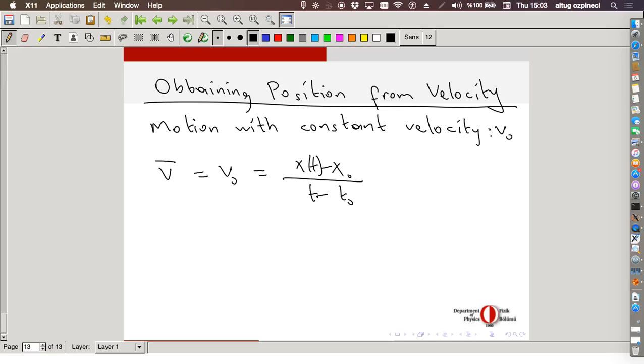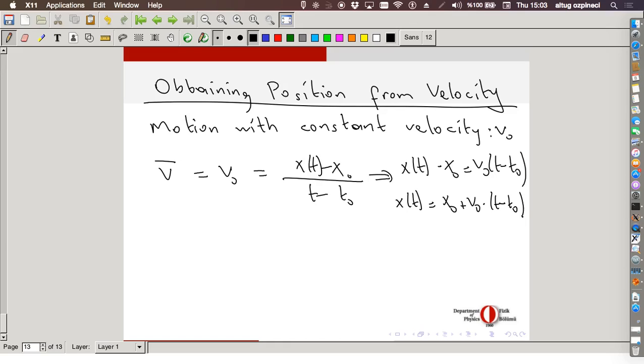So this is the definition of the average velocity. This is the position at time t0, this is the position at time t. This is the displacement over the time it takes for this displacement. So this should be equal to the average velocity of my object between t0 and t. But that average velocity is nothing but v0. So from here, we already know that x of t minus x0 is equal to v0 times (t minus t0), and x of t is equal to x0 plus v0 times (t minus t0).